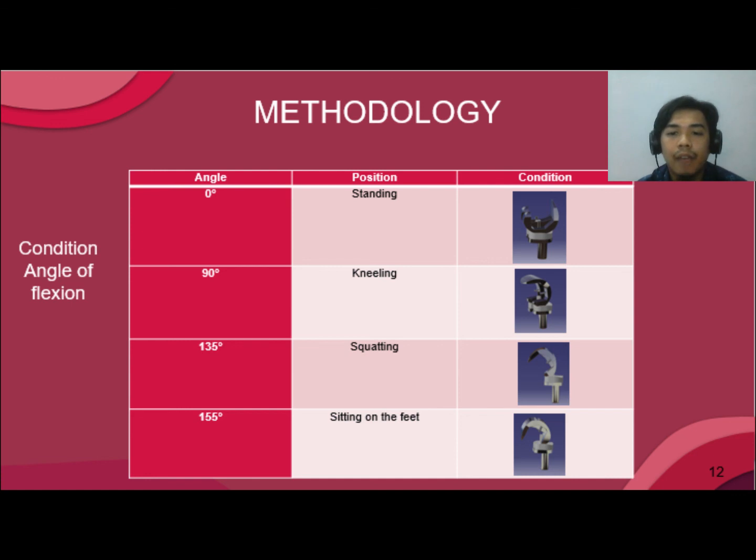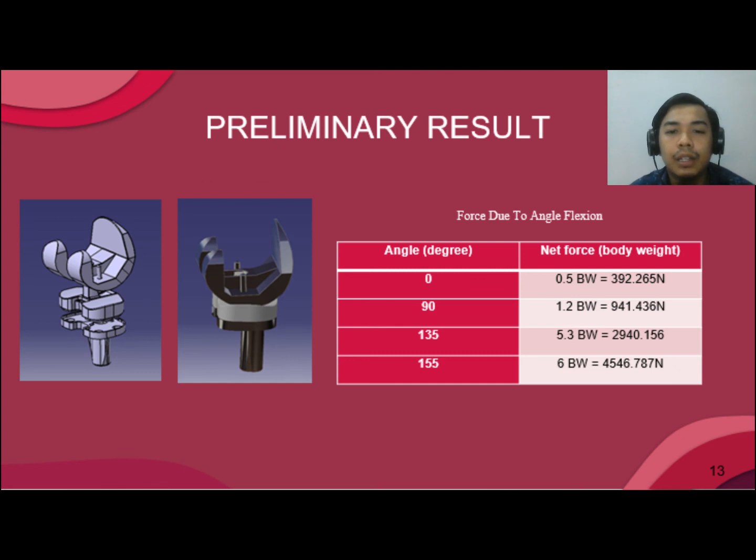All activities have different angle positions, such as cycling. The angle of knee flexion is 60 degrees up to 100 degrees, but for walking, the angle of knee flexion is just 50 degrees.